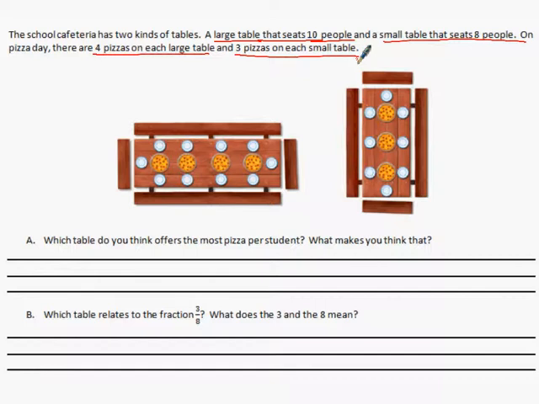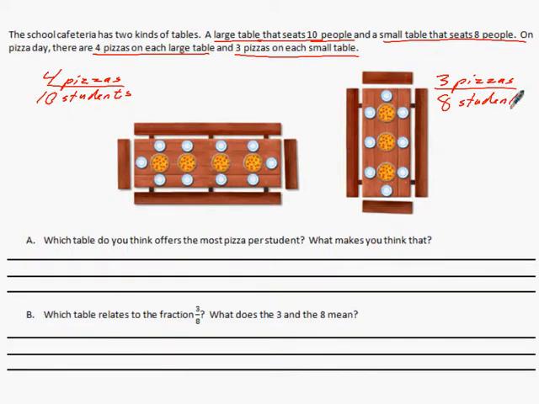We're talking about ratios, so we know we're making fractions. A ratio is a fraction, so let's see, the big table, there are 4 pizzas per 10 students. And the small table are 3 pizzas per 8 students. Now, how much pizza does each student get? So how much of a pizza does each student get? We are going to divide.